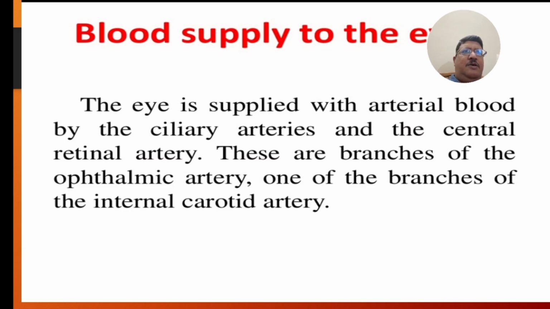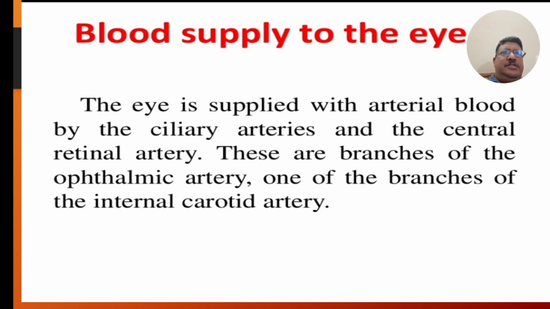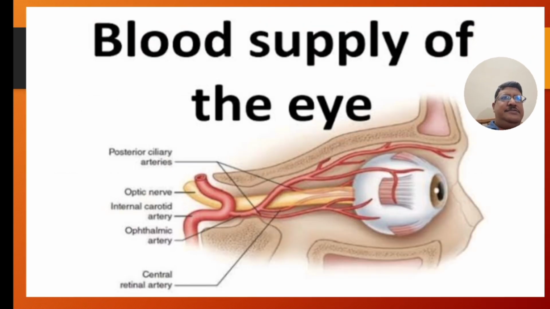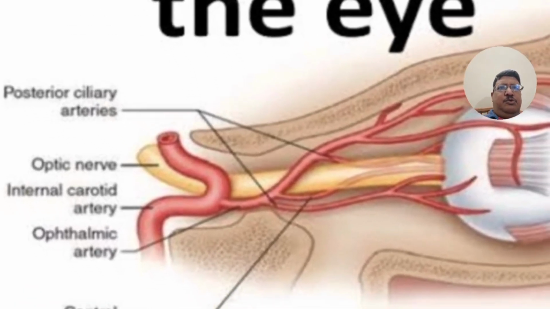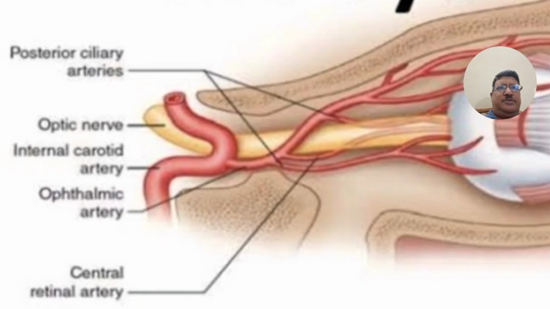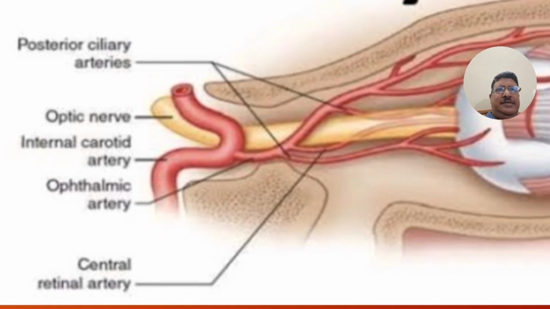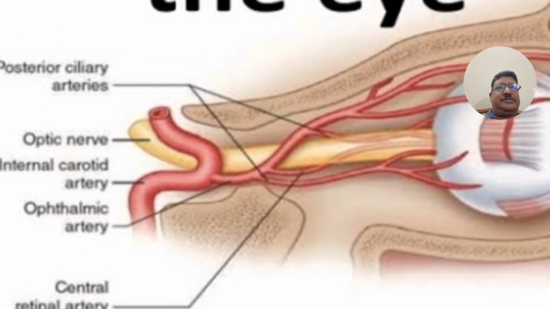Blood supply of the eye. The eye is supplied with arterial blood by the ciliary arteries and the central retinal artery. These are branches of the ophthalmic artery, one of the branches of the internal carotid artery. Blood vessels of the eye: posterior ciliary arteries, optic nerve, internal carotid arteries, ophthalmic arteries, central retinal arteries.